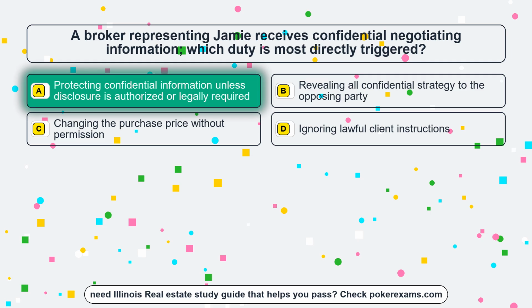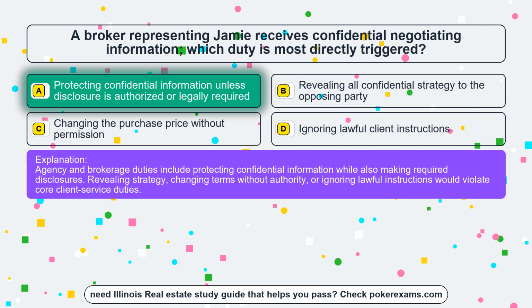The correct answer is option A. Protecting confidential information unless disclosure is authorized or legally required. Agency and brokerage duties include protecting confidential information while also making required disclosures. Revealing strategy, changing terms without authority, or ignoring lawful instructions would violate core client-service duties.